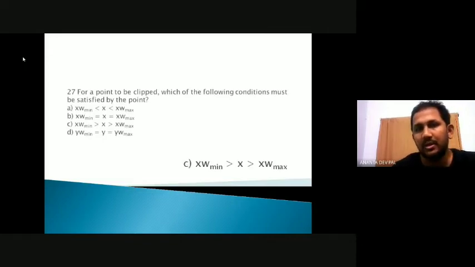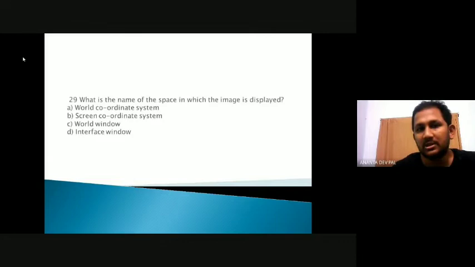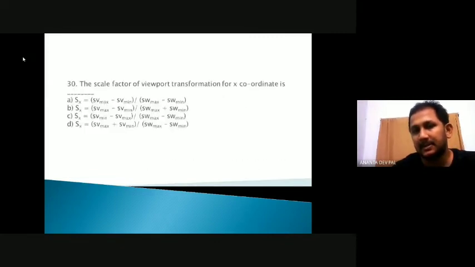The object space, or space in which the application model is defined, is the world coordinate system. What is the name of the space in which the image is displayed? That is the screen coordinate system, where the image is displayed. The scale factor for viewport transformation of the x coordinate is definitely (xv max minus xv min) divided by (xw max minus xw min). A is the correct answer.